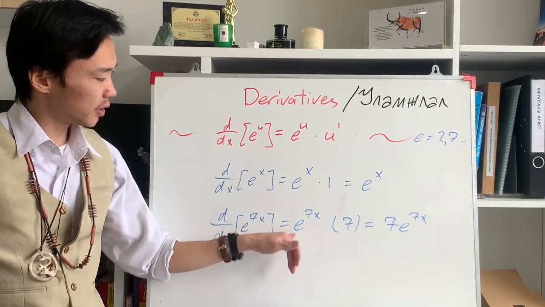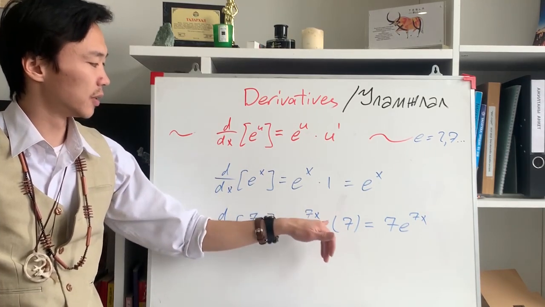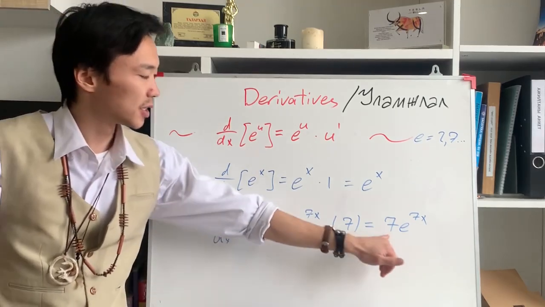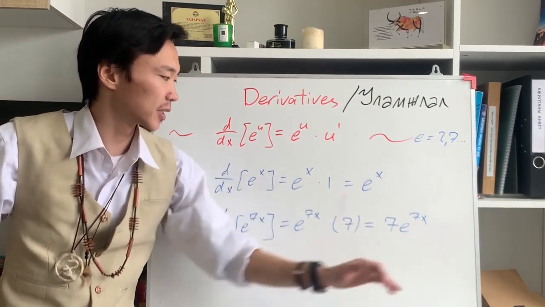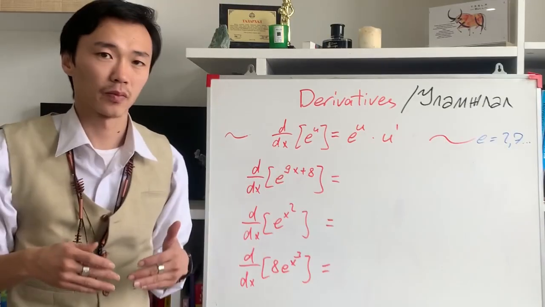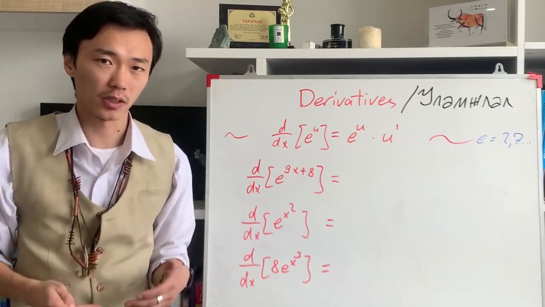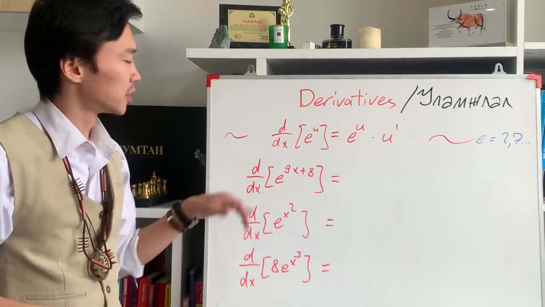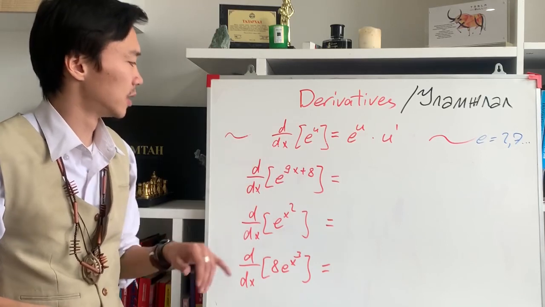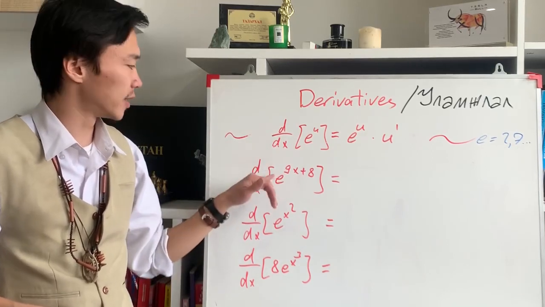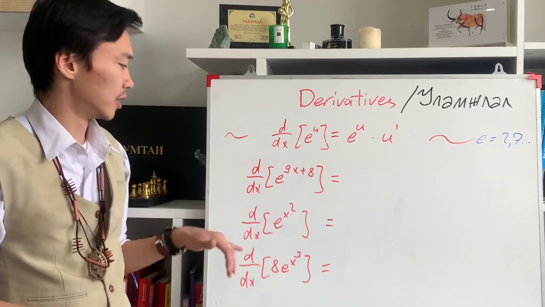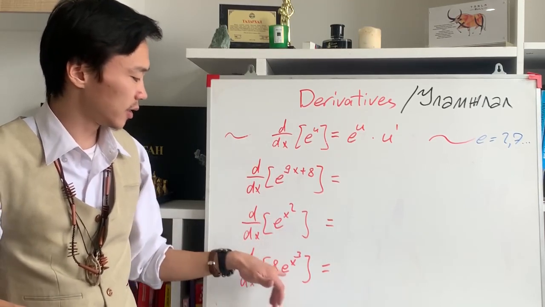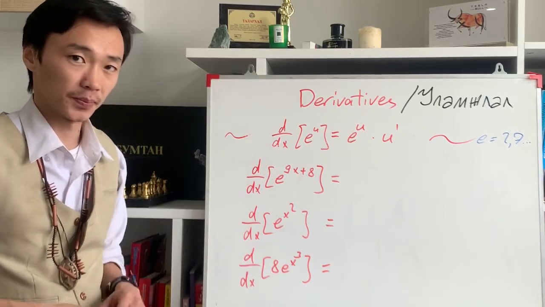So it's going to be e to the 7x times the derivative of 7x, which is 7, and the final answer is going to be 7 times e to the 7x. Now, let's work on some more examples. Try these 3 examples. Using this formula, what is the derivative of e raised to the 9x plus 8? The derivative of e to the x squared, and 8e to the x cubed.